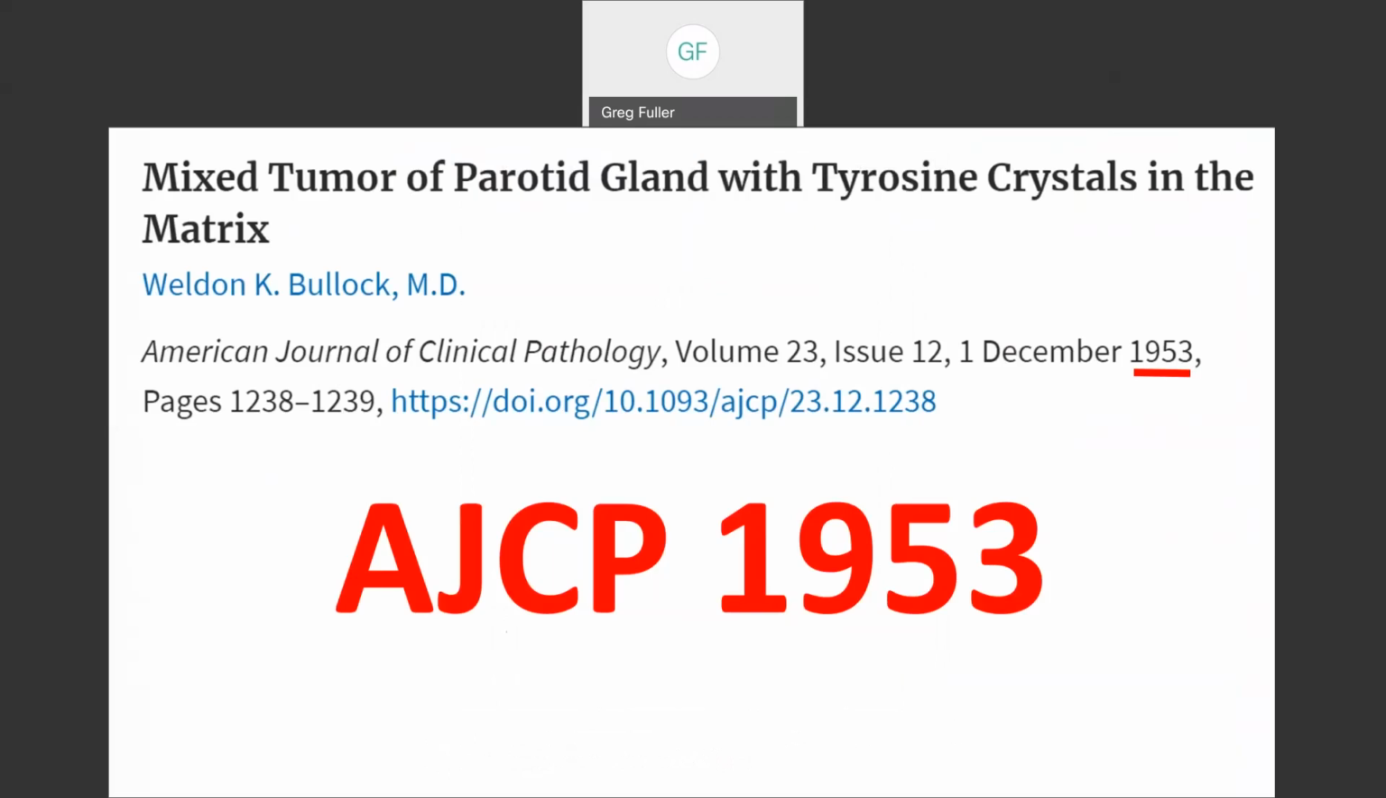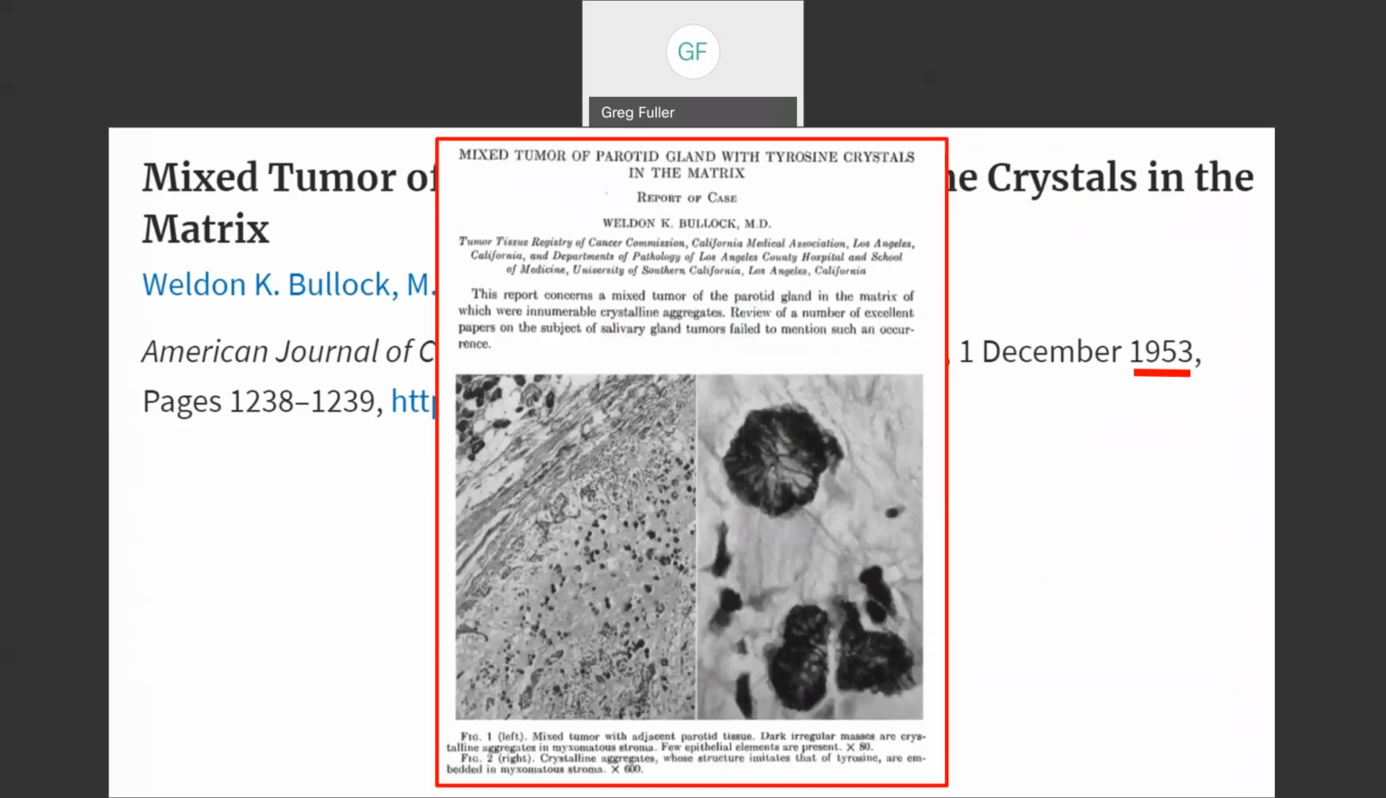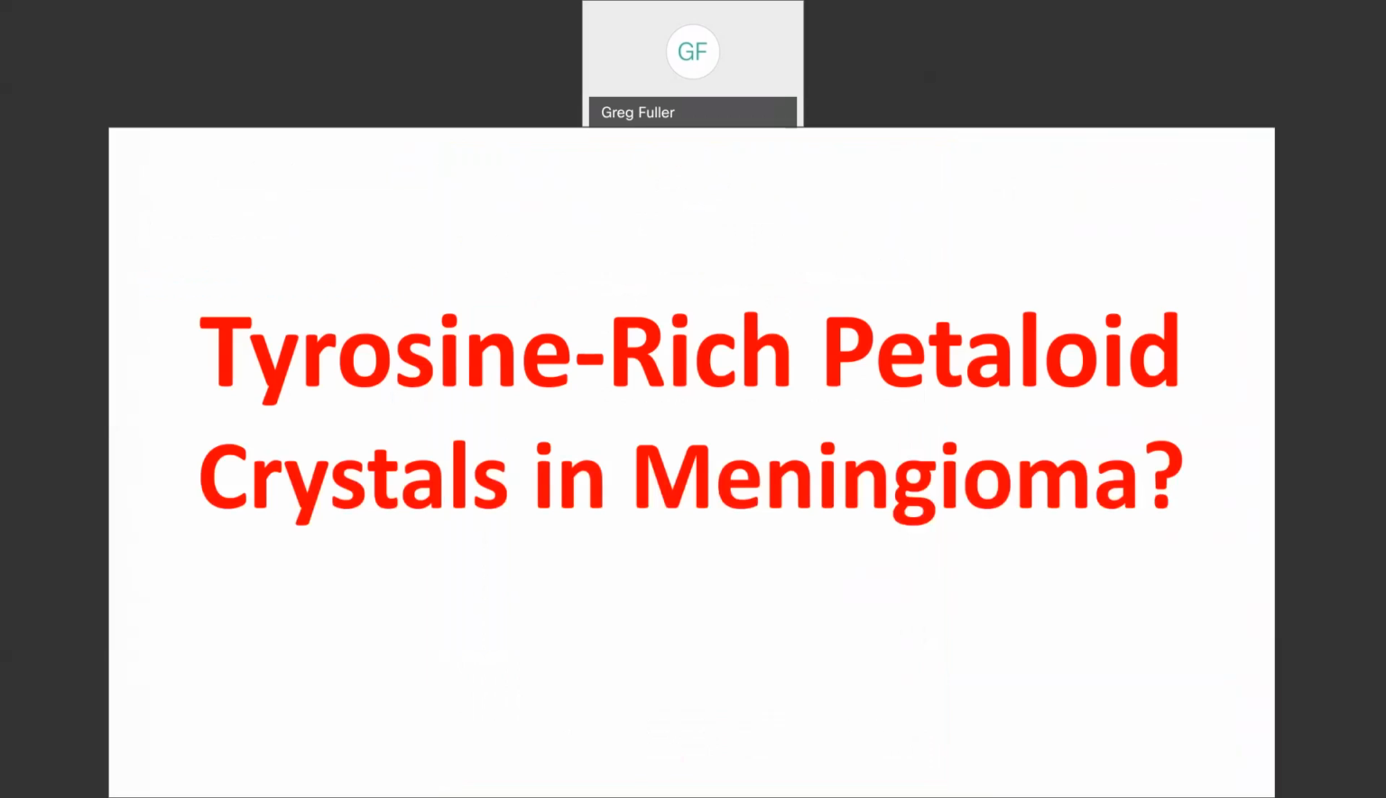AJCP, mixed tumor of parotid gland with tyrosine crystals in the matrix, 1953. So we've known about this for a while. Here's the actual front page of the article, by Weldon Bullock. So Weldon Bullock immortalized the initial description of these tyrosine-rich petalloid crystals. And there you can see again in black and white the crystals. All right. Okay, so the question for us, now you know the history of these tyrosine-rich petalloid crystals: by sheer number of cases they're most commonly encountered in salivary gland tumors, multiple types, right?